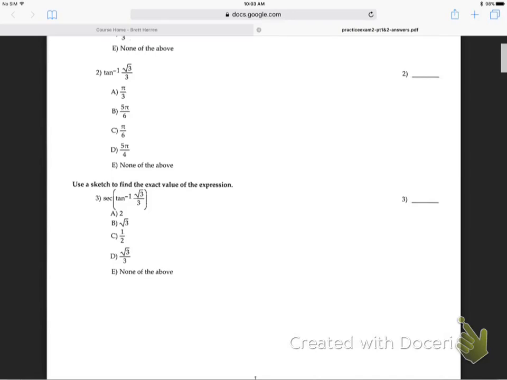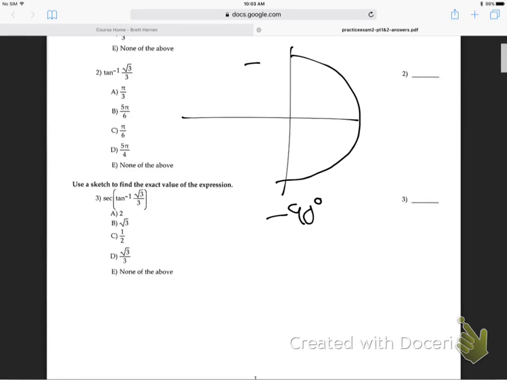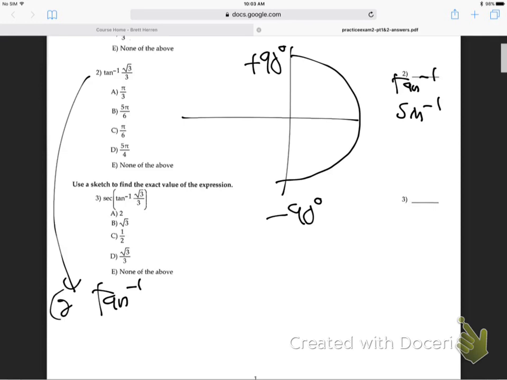All right, number 2, tangent inverse. Same kind of thing, but we know tangent inverse is one of these from negative 90 to positive 90, right? Because that's where tan inverse and sine inverse answers always lie. Just those two quadrants, right? Okay, so we're doing tan inverse. Bring it down here. Number 2, tan inverse of root 3 over 3.